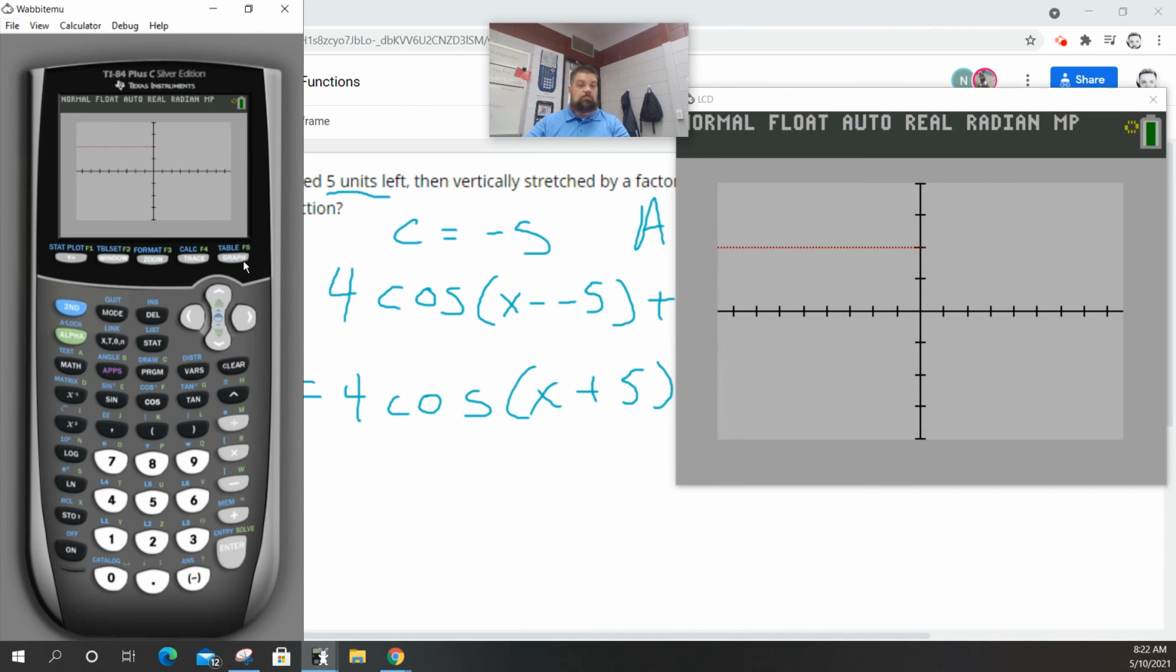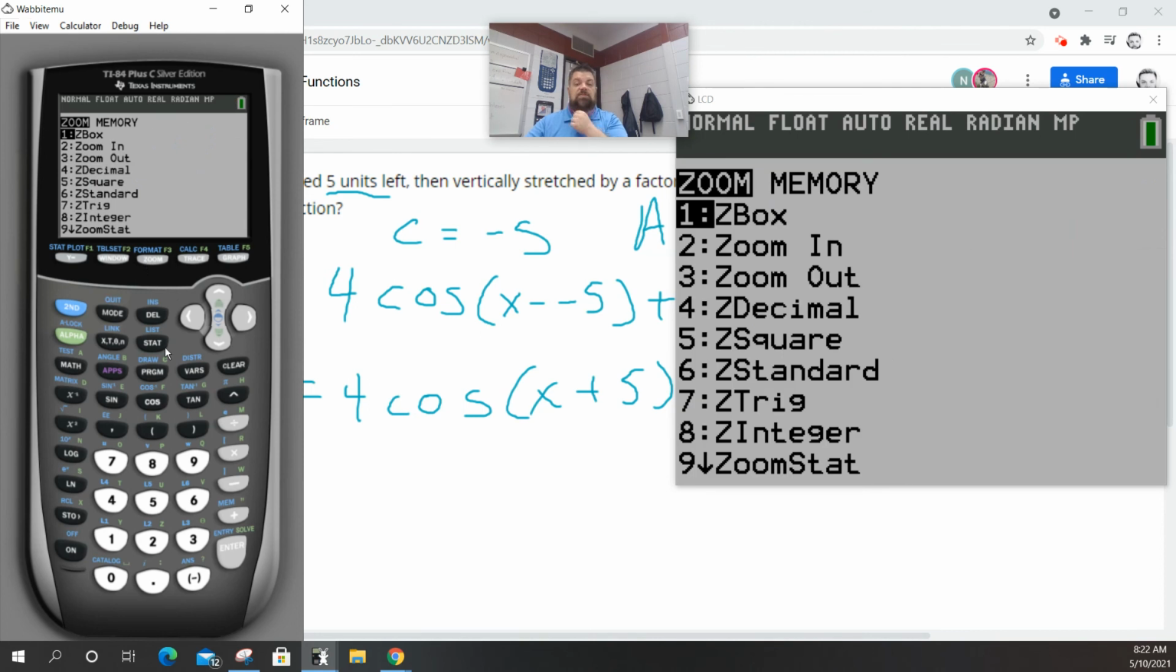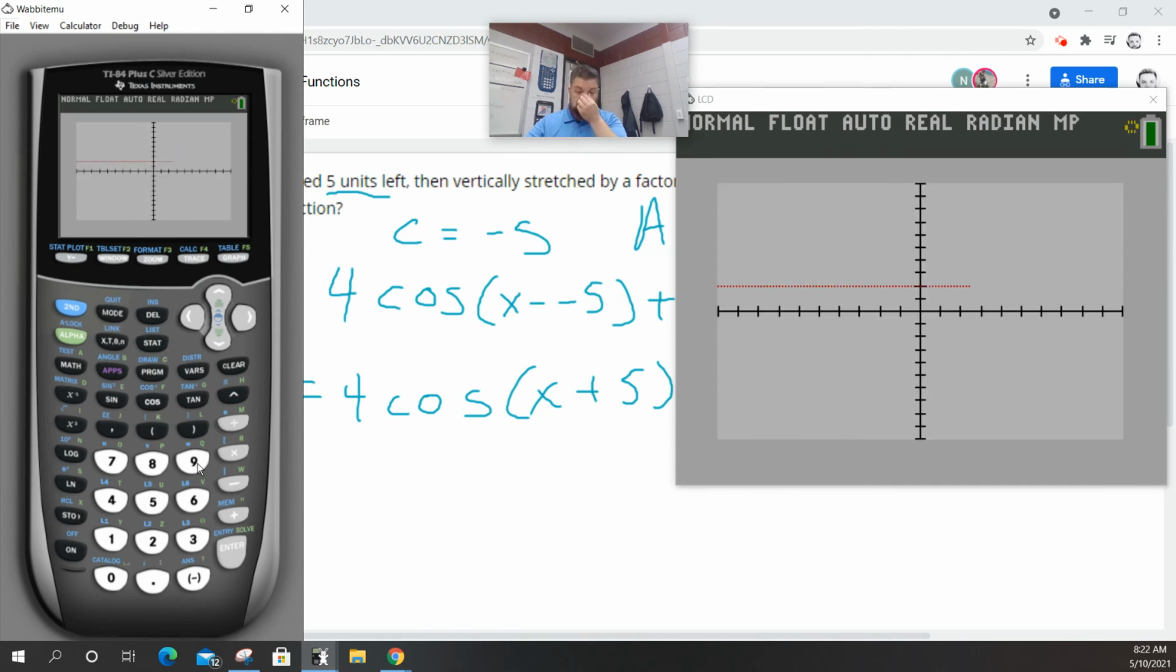And let's see. Oh, I got to zoom out. So let me zoom to a standard fit. Okay, so then let's take a screenshot of that.